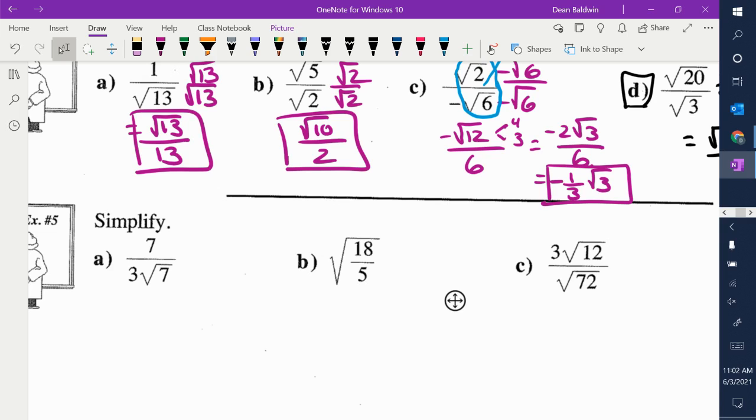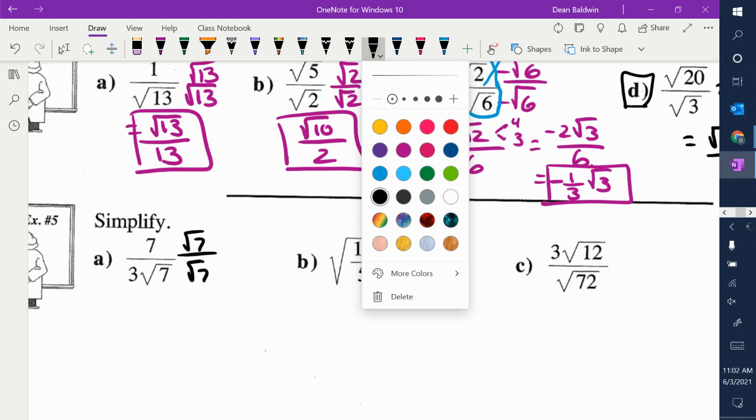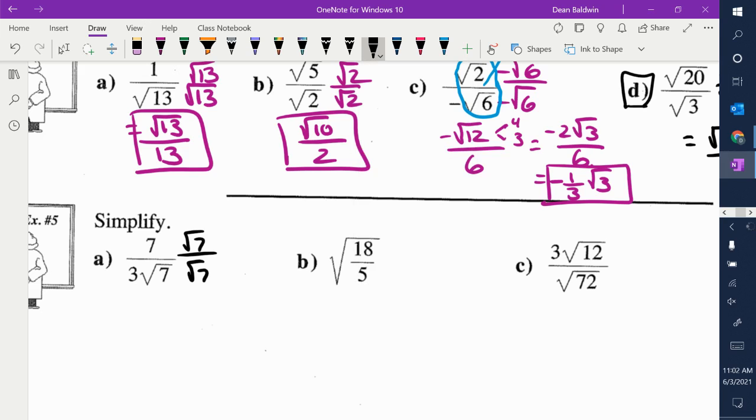7 divided by 3 root 7. What do I multiply the denominator by and the numerator? Not just 7. Root 7. You can multiply by 3 root 7, but you only need to get rid of the radical. Okay? So I can just multiply by root 7 over root 7. Which gives me, up at the top, what do I get at the top? You get 7 root 7, right? Because you can't multiply that 7 in because it's not a radical.